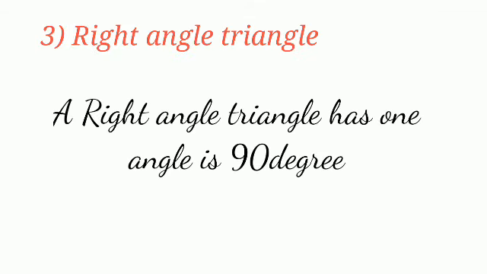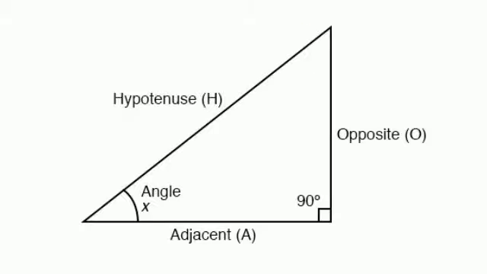Third one is right angle triangle. A right angle triangle has one angle that is 90 degrees. Look at this figure. In this figure we can see that one angle is 90 degrees. That's why we can say that this type of triangle is known as a right angle triangle.